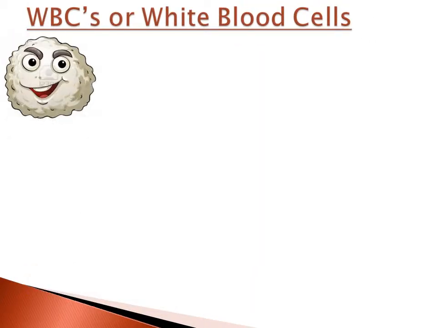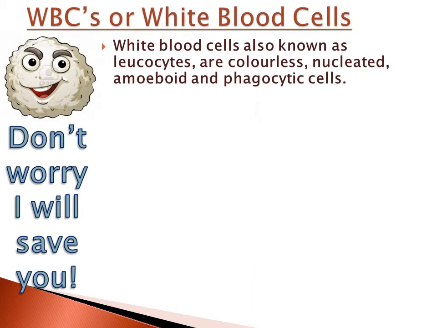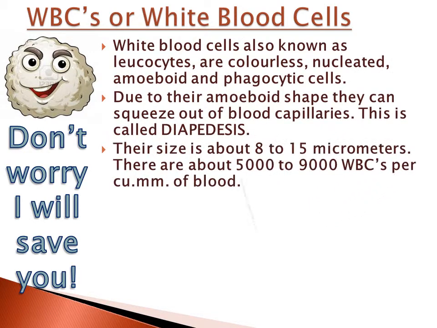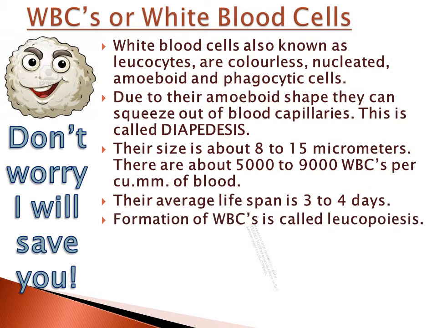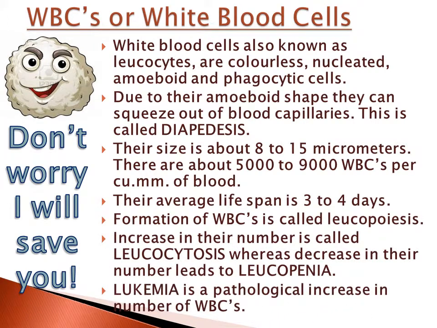WBCs or white blood cells are the main cause of saving us from diseases. They are also known as leukocytes, are colorless, nucleated, amoeboid, and phagocytic cells. Due to their amoeboid shape, they can squeeze out of blood capillaries, causing diapedesis. Their size is about 8 to 15 micrometers.